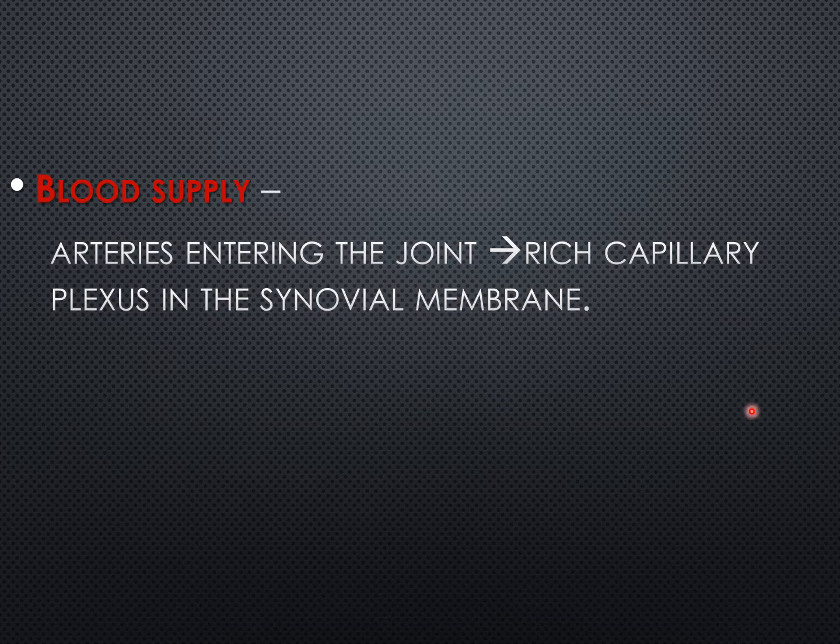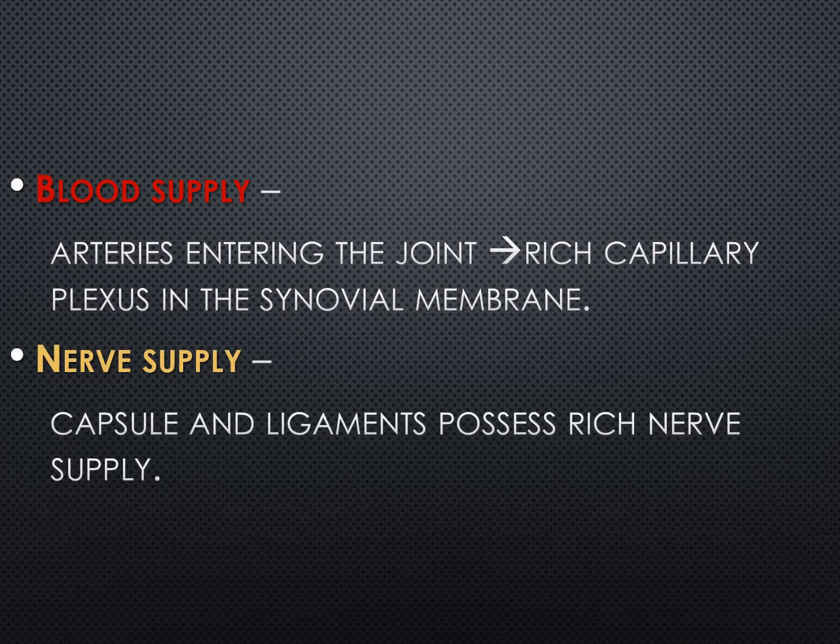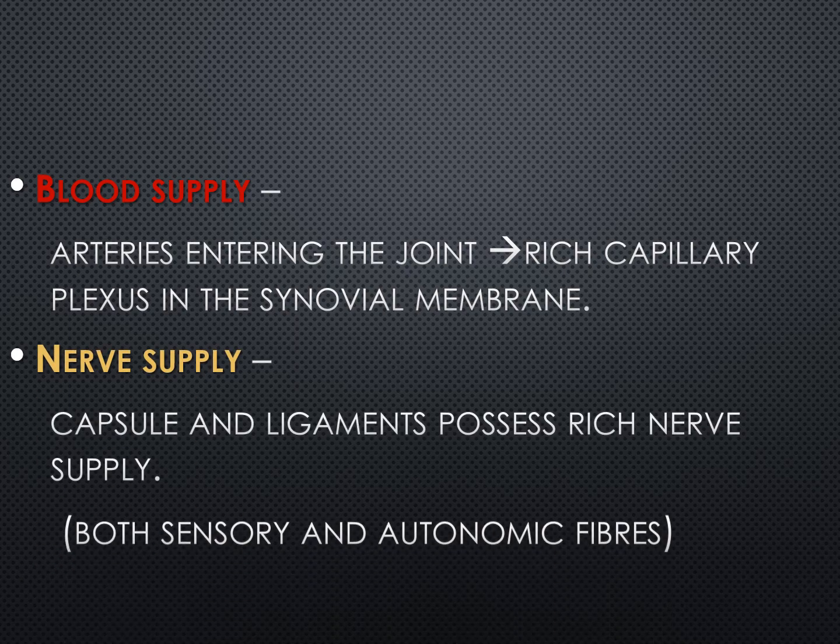Now let us look at the blood supply of the joint. So the arteries that enter the joint are going to break up into a rich capillary plexus in the synovial membrane, and that is going to provide nutrition to the structures within the joint capsule. And coming to the nerve supply, the capsule and the ligaments also possess a rich nerve supply, and these nerves can be both sensory and autonomic fibers.